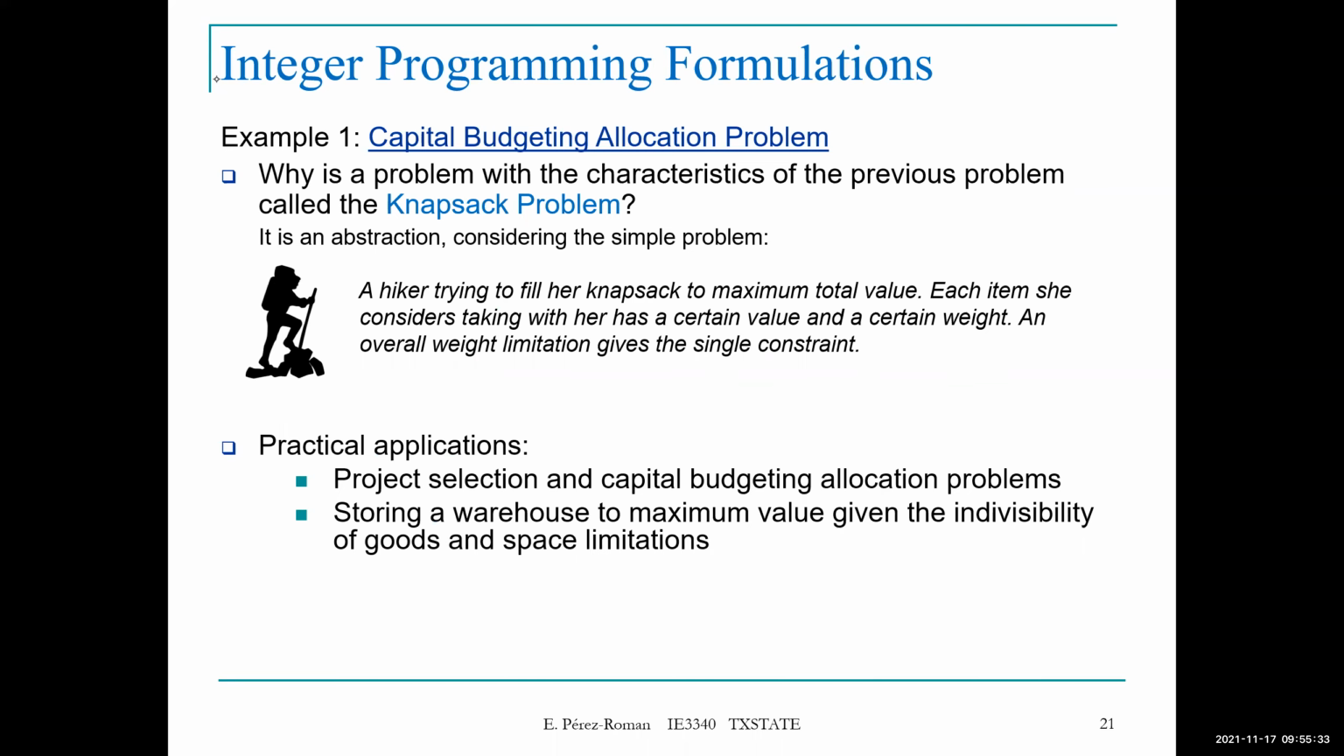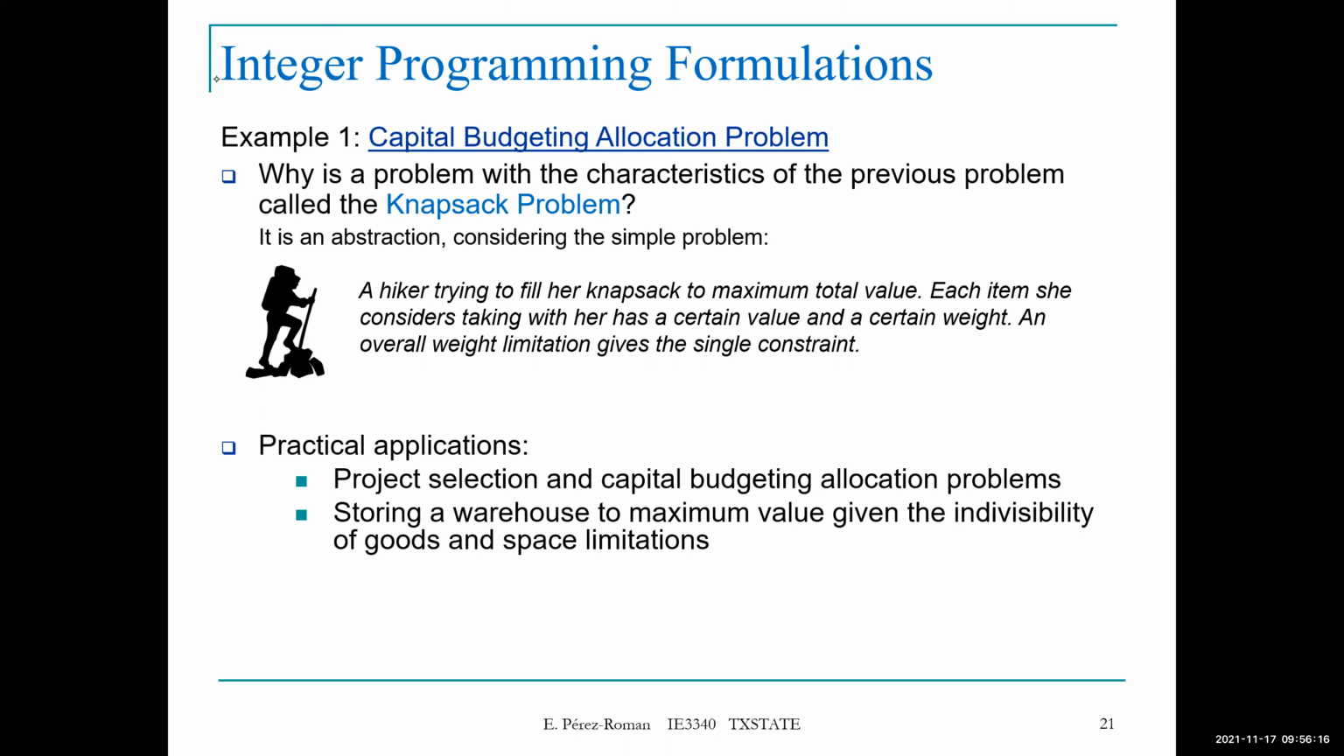Why is the problem with the characteristic of the previous problem called the Knapsack problem? So this is a very well-studied problem in linear programming and integer programming, and operations research in general, because it comes in different applications. It's called the Knapsack problem because it is considering the simple problem in which you have a hiker trying to fill her knapsack to maximum total value. Each item she considers taking with her has a certain value and a certain weight, and an overall weight limitation gives us the same single constraint.